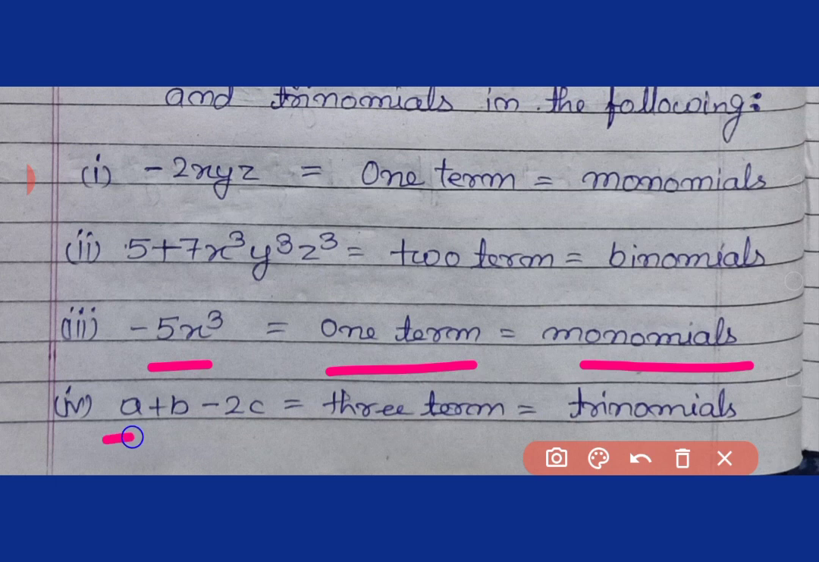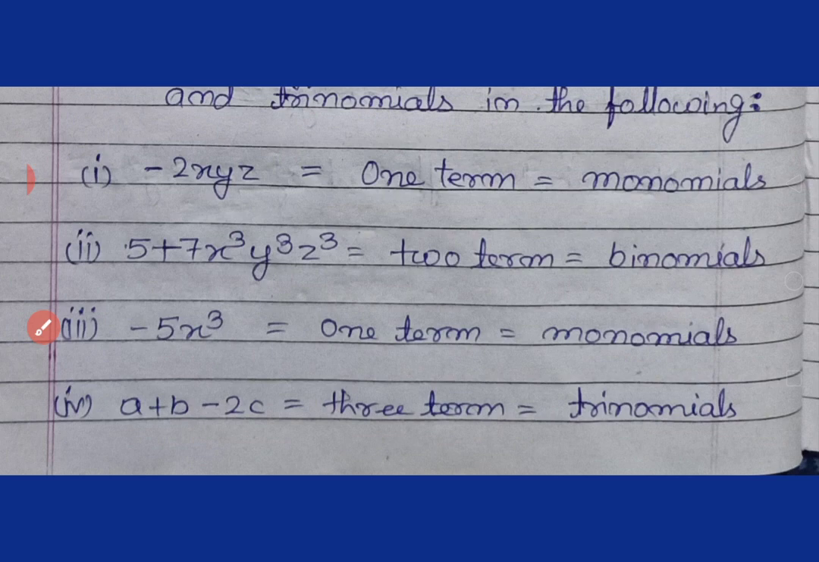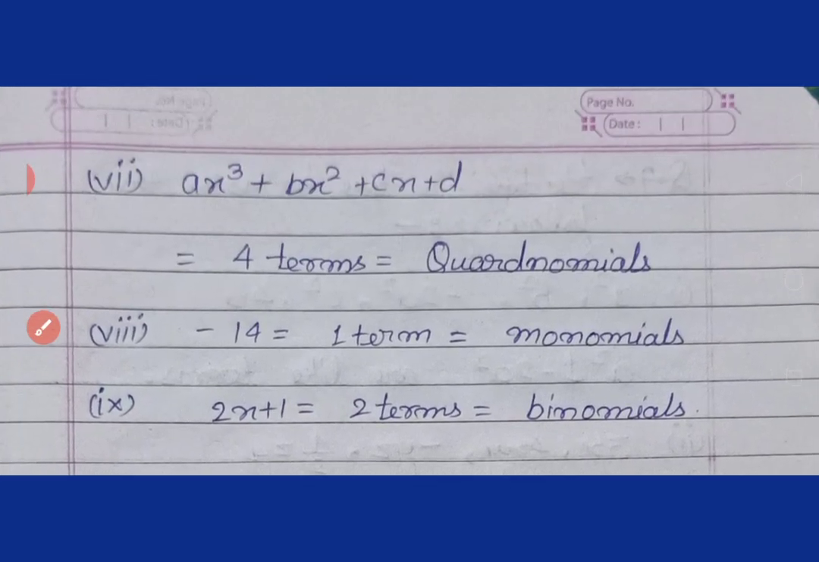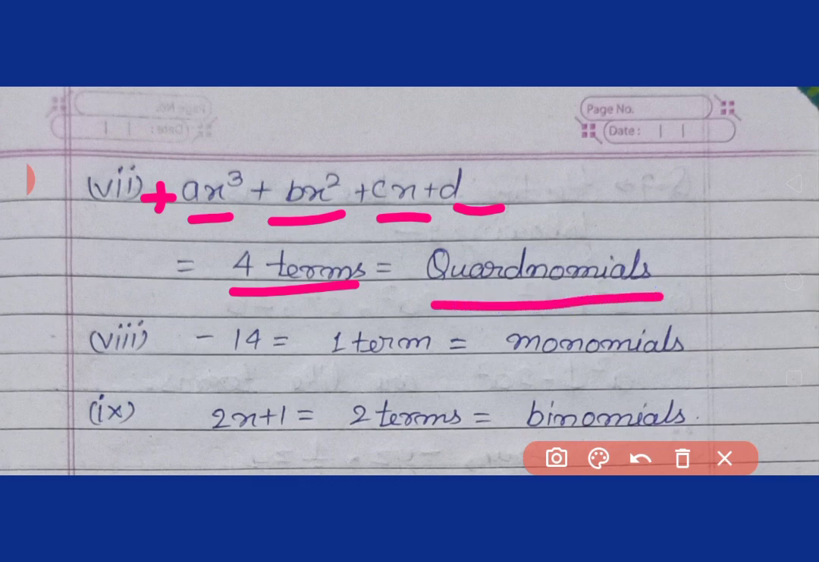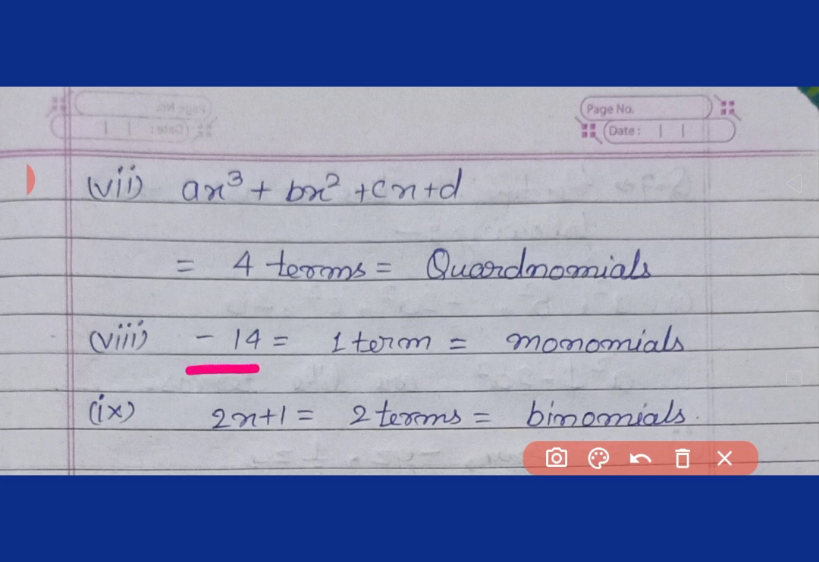And here a + b - 2c, three signs are here, plus, plus and minus, so three terms are here, so these will be trinomials. In the next, four terms are given, ax³ + bx² + cx + d. Four terms are given, so these are quadnomials. It has given in the next question only one term, -14. One term is given, this is a monomial.